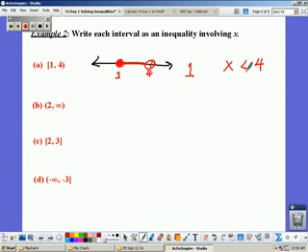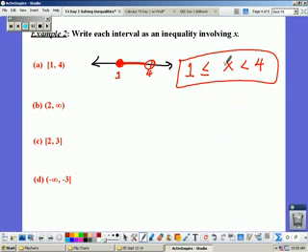Is it greater than or less than 1? It's greater than. So the symbol looks like a less than, but you need to read it backwards. It's greater than. It can also be equal to. So because it can also be equal to 1, because of being a closed circle, we put an equal bar underneath. So that is your interval notation, or your inequality symbol, written that way. Okay?